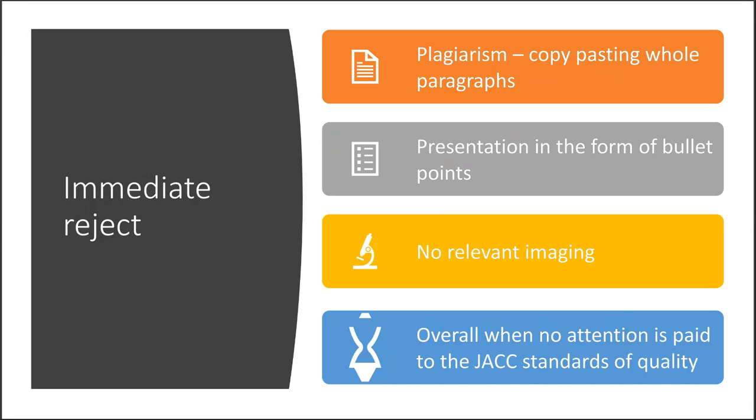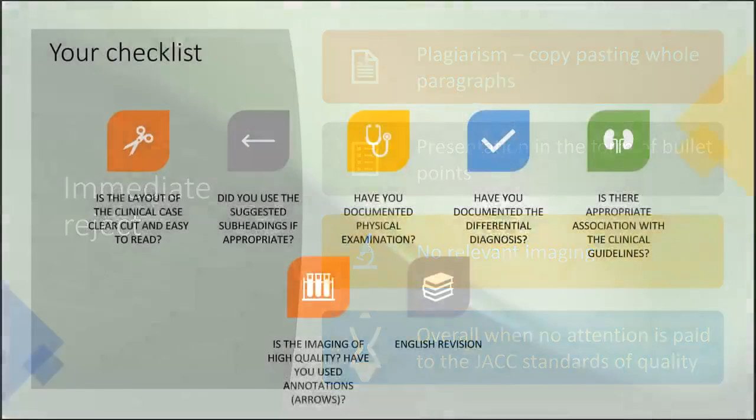Also, if there is no relevant imaging, of course, we will make an effort and we will ask the authors to provide the imaging. But if the authors do not have the proof of how they treated the patient, then it's impossible for us to make some conclusions about the case. In general, you need to make sure that you are looking after your manuscript and that it is up to the JACC standards of quality.